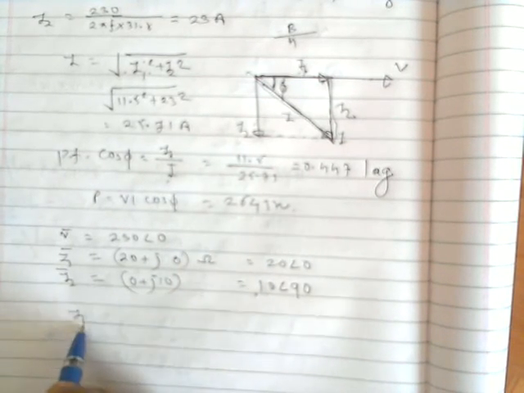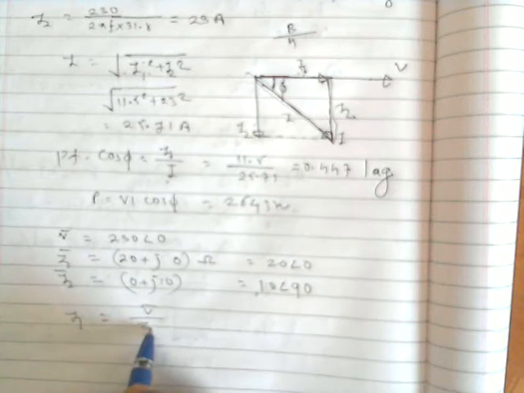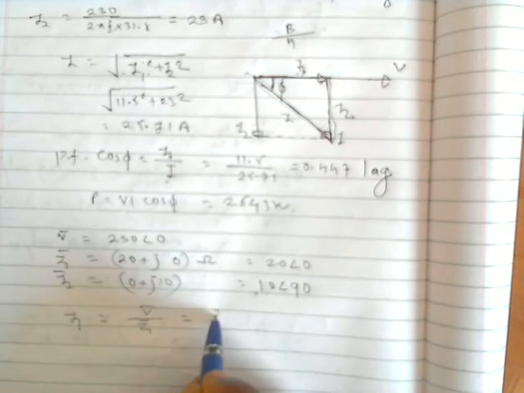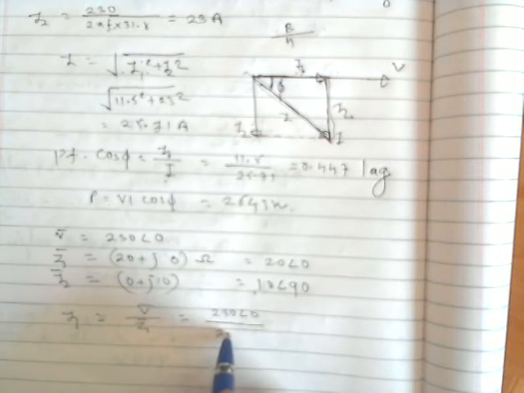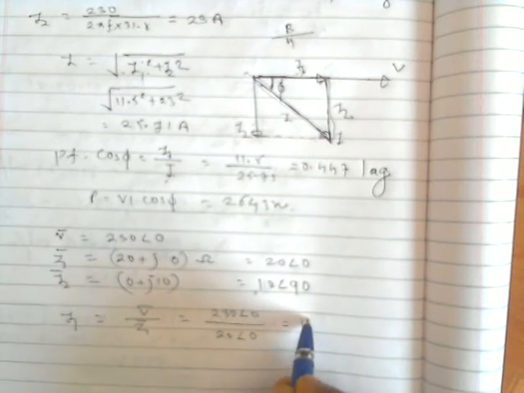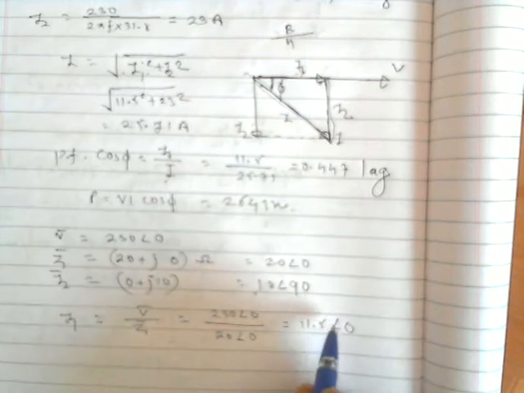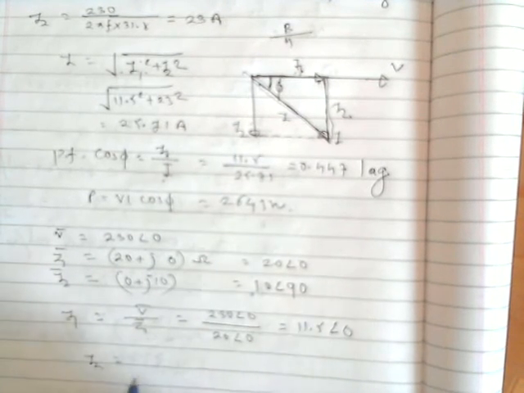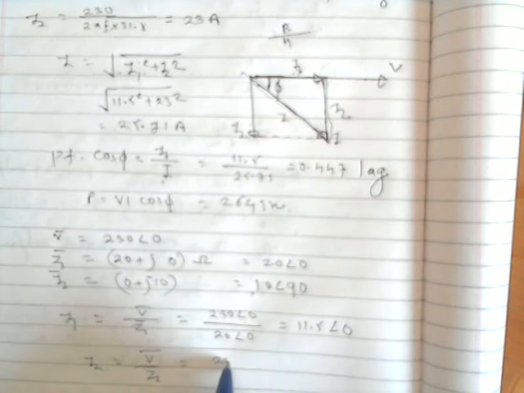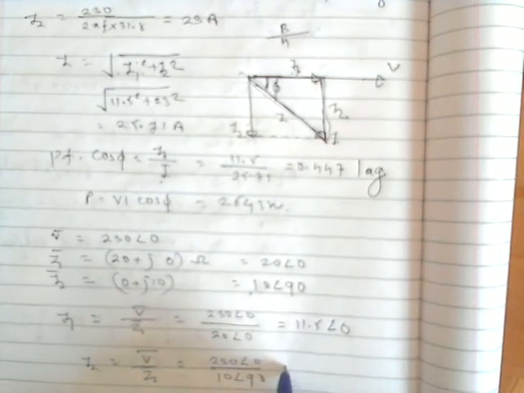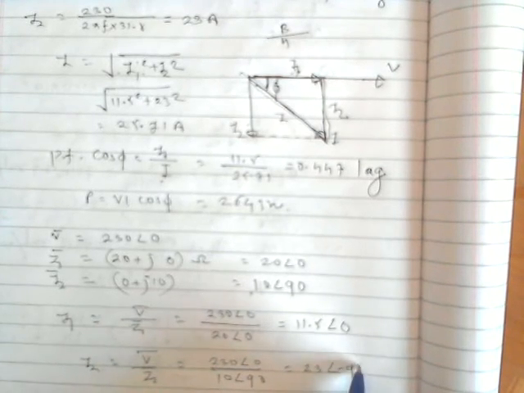Now by Ohm's law, I1 equal to V bar by Z1 bar, which is nothing but 230 at an angle 0 divided by 20 at an angle 0, which will come 11.5 at an angle 0. Similarly, I2 is given as V bar by Z2 bar, which is nothing but 230 at an angle 0 divided by 10 at an angle 90, so 23 at an angle minus 90.